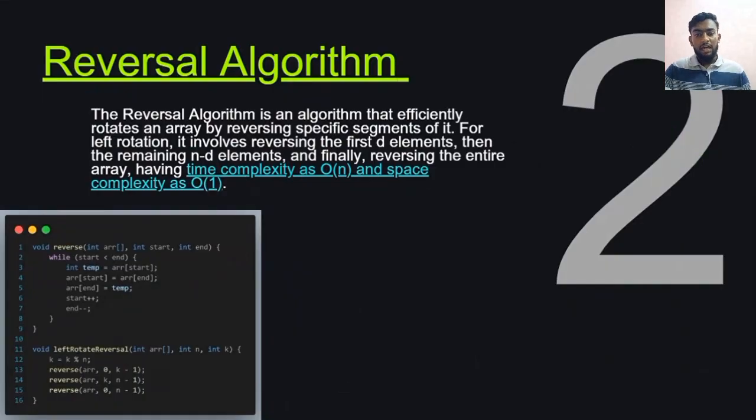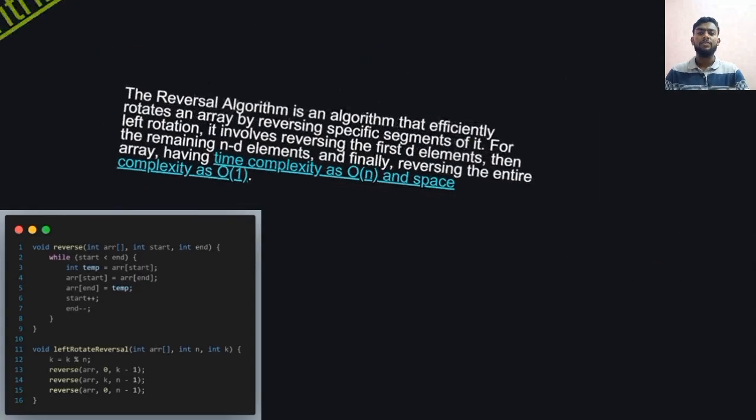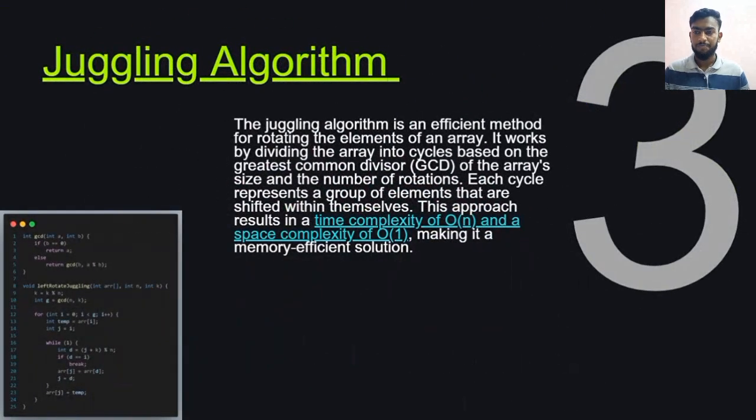As I said earlier, I am going to give a short introduction to those three. So this is the first one, the reversal algorithm. It is a very fast algorithm, you can say, for this type of code. This type of algorithm is generally performed in hackathons, in coding competitions, and it is also asked in interviews.